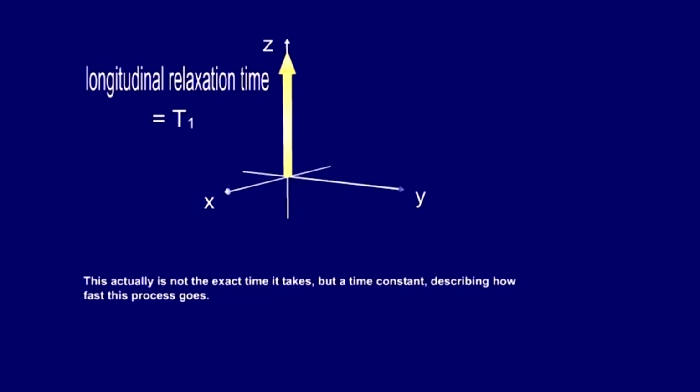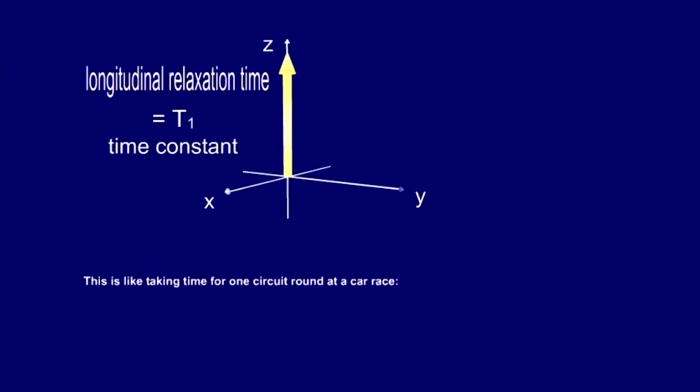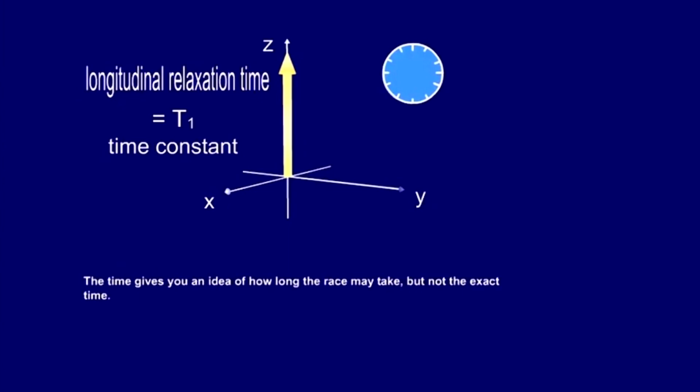This actually is not the exact time it takes, but a time constant, describing how fast this process goes. This is like taking time for a circuit at a car race. The time gives you an idea of how long the race may take, but not the exact time. Or more scientifically, T1 is a time constant comparable to the time constants that, for example, describe radioactive decay.